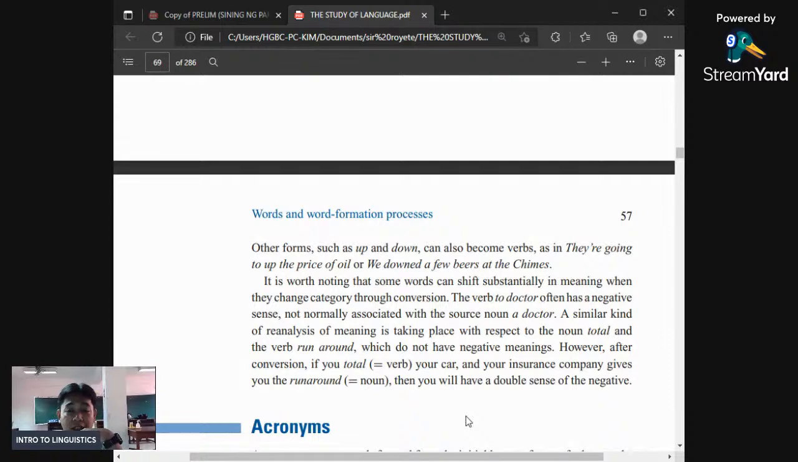Right, so that's the conversion. Ibig sabihin yung lexical category, or part of speech ng isang word, nag-change based dun sa usage niya. That's conversion. From noun to verb, from adjective to verb, or to noun, based on the usage in the sentence. Minsan kailangan mong alamin din kung paano ginamit yung word sa sentence. Alright?